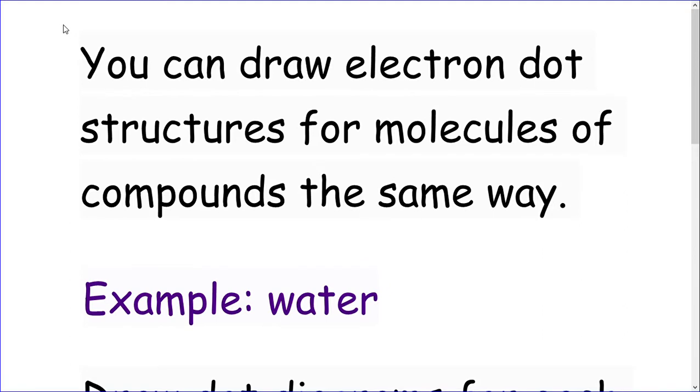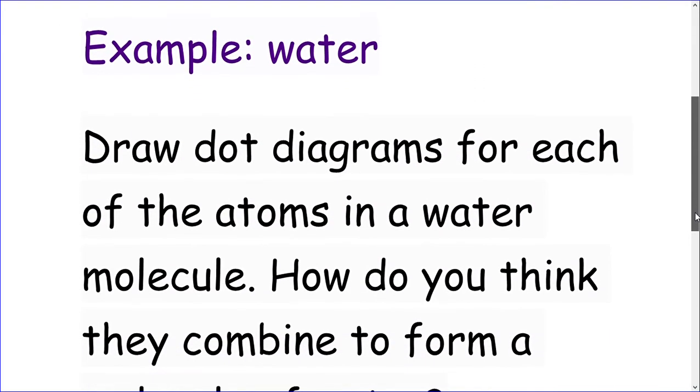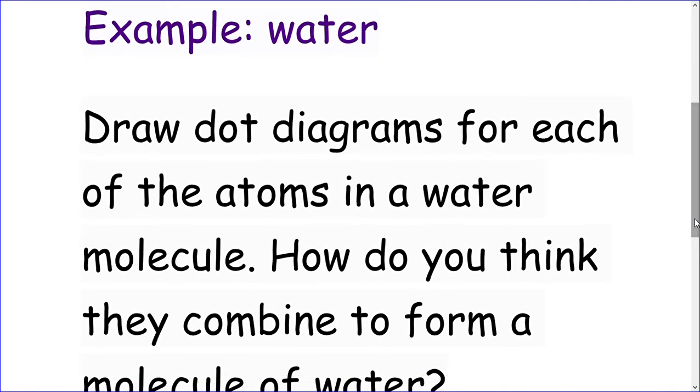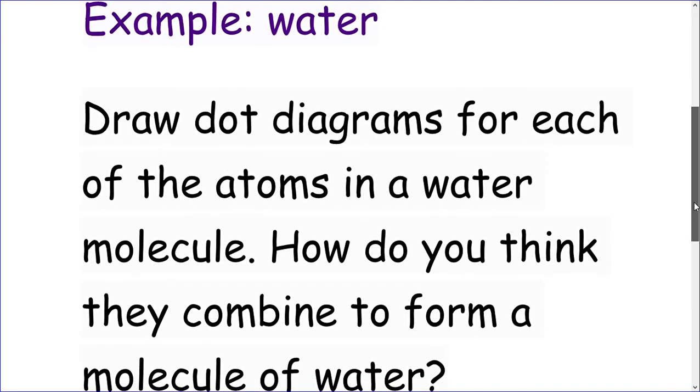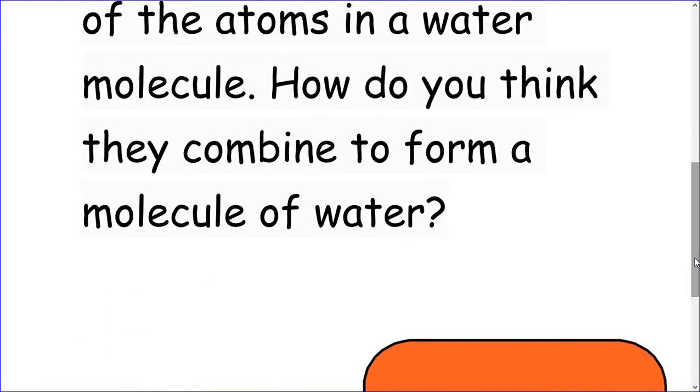So you can draw electron dot structures for molecules of compounds in the same way. So we can take not just the diatomic ones, but take things like water, for instance. As an example, it wants us to draw dot diagrams for each of the atoms in a water molecule. How do you think they combine to form a molecule of water? And so take a second and see if you can sketch out a water molecule, see if you can make it work. I guess we have to first remember that water is H2O.